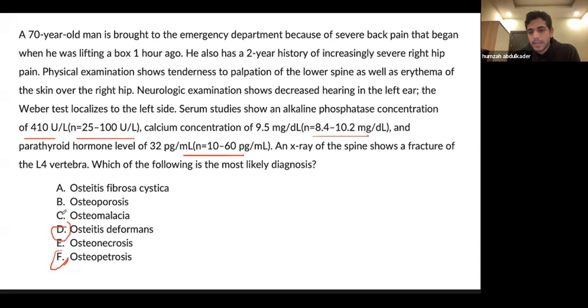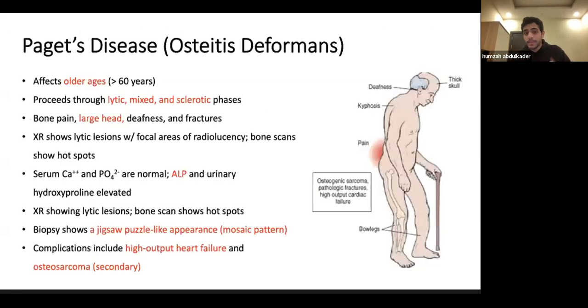Now, what is D? Does anyone know what D is? D is Paget's disease. Now, the reason I put this question is because they do this. They'll put the other name for Paget's disease. So osteitis deformans is Paget's disease. And so just to trick you, they'll put the second name. So what do you have in Paget's disease? You have an isolated elevation in ALP, right?